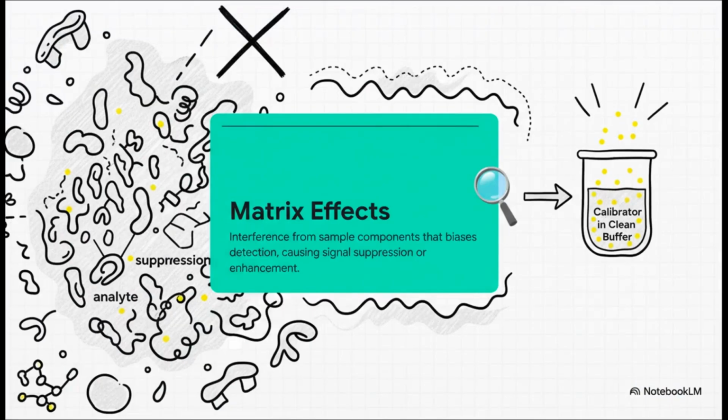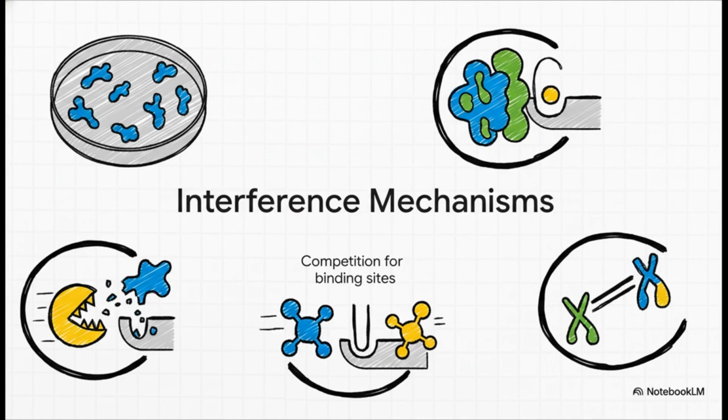Okay, at its core, a matrix effect is just when something other than what you're trying to measure interferes with that measurement. It's all the other stuff in your plasma or your serum or saliva that just gets in the way. It can either hide your signal, that's suppression, or it can artificially boost it, that's enhancement. And this is why your carefully made calibrators, which are in a nice, clean buffer, behave completely differently than your real-world samples. And the reason they're so tricky to pin down is that this interference can happen in so many different ways. I mean, we're talking about everything from random proteins just sticking to your plate, to antibodies in the sample itself cross-reacting with your reagents, or even enzymes in the sample literally chewing up your target before you can measure it. It's a really multifaceted problem.